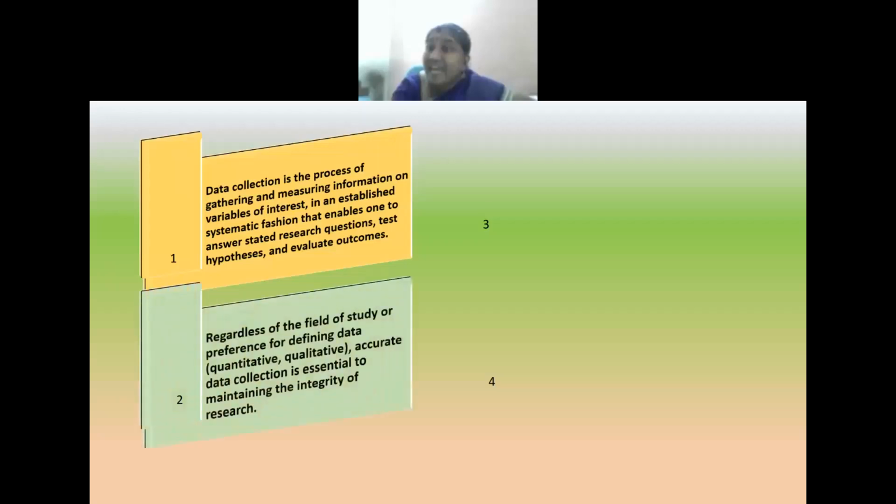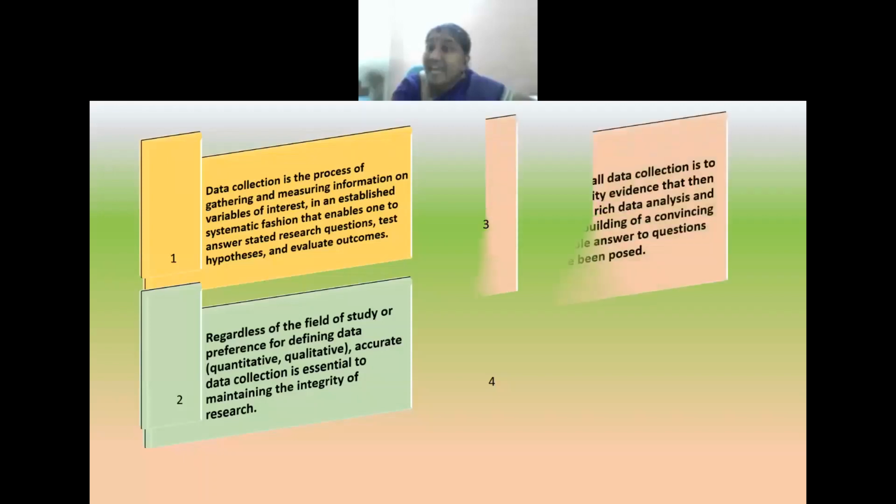And two, regardless of the field of the study or preference of defining the data, accurate data collection. In doctoral research, especially, you need to answer the question, or while you are interpreting, from where are you telling this? Are you simply telling your own opinions? We don't want your opinions. We want research, they will say in the open viva. Definitely for empirical data, your sampling, your number, everything should be correct. And the goal for all data collection is to capture quality evidence so that it translates into rich data analysis and allows the building of a convincing and credible answer to the questions that you have posed, right?